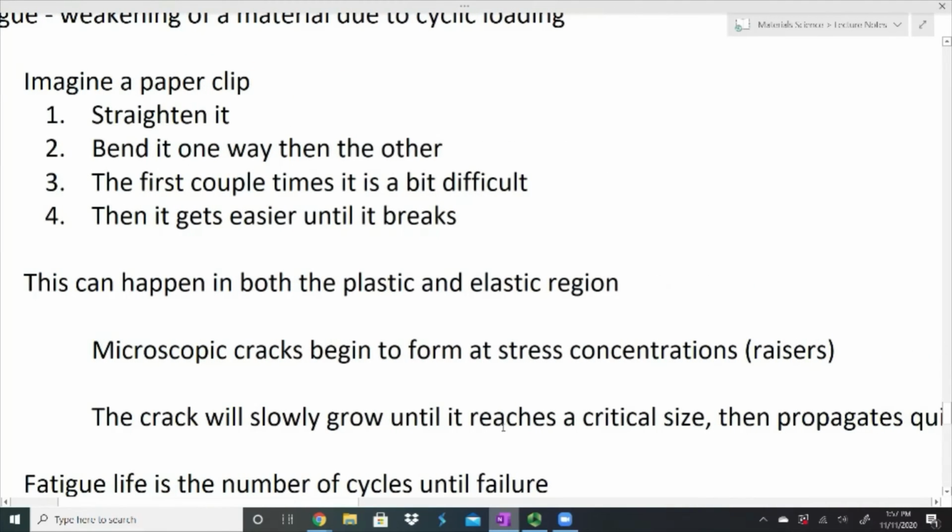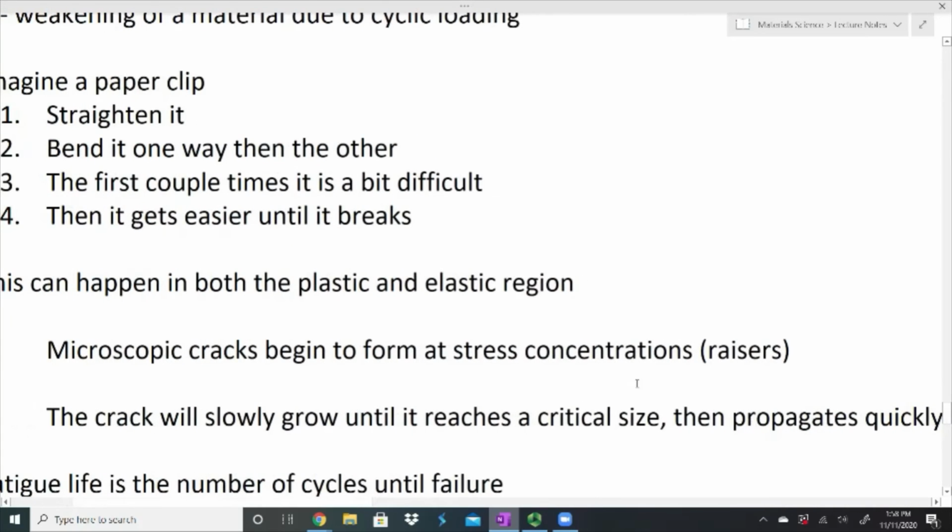The mechanisms for it are microscopic cracks that begin to form at stress concentrations or stress raisers, spots where the stresses in the material are a little bit stronger, and again, that can happen in strain hardening. As I have some stress inside my material at different spots, it's going to form these cracks, and as I continue to apply and reapply this load, the crack will slowly grow until it reaches a critical size. Then it will propagate quickly, and then we have failure.